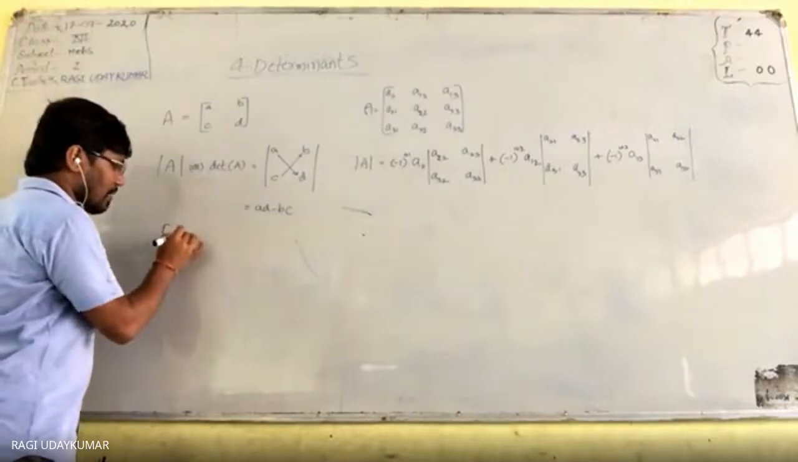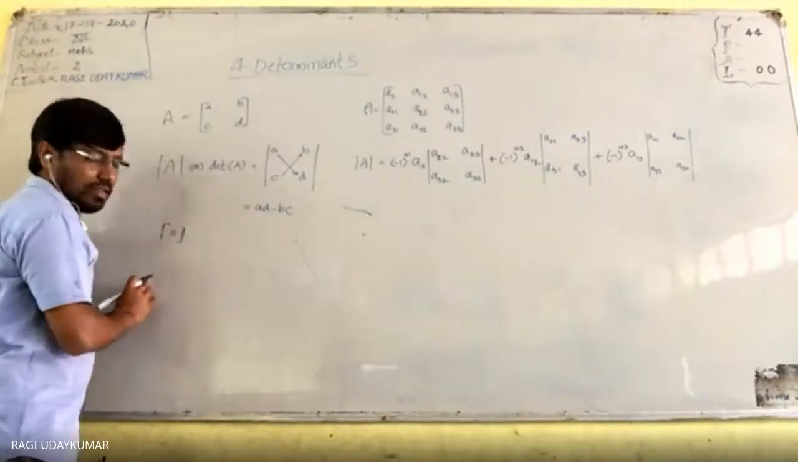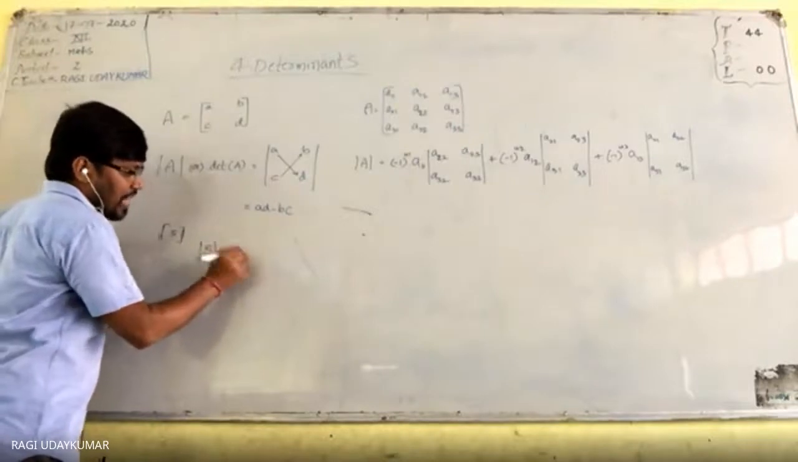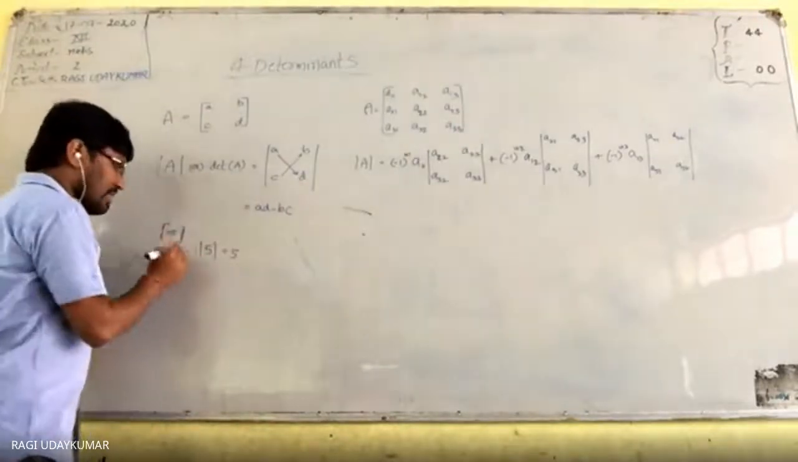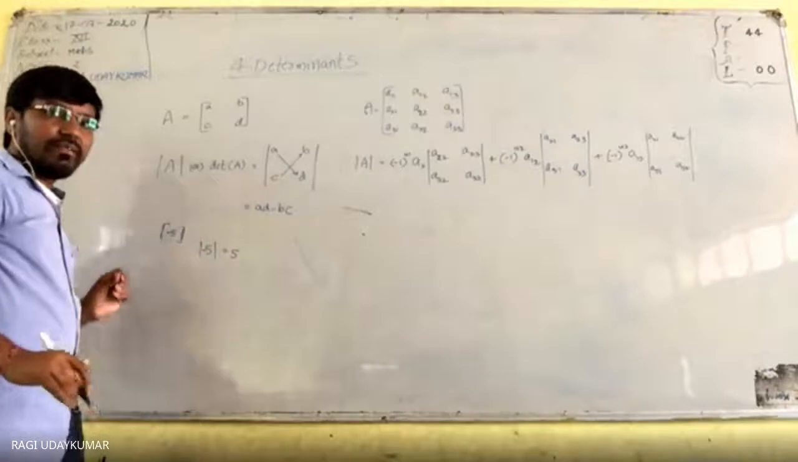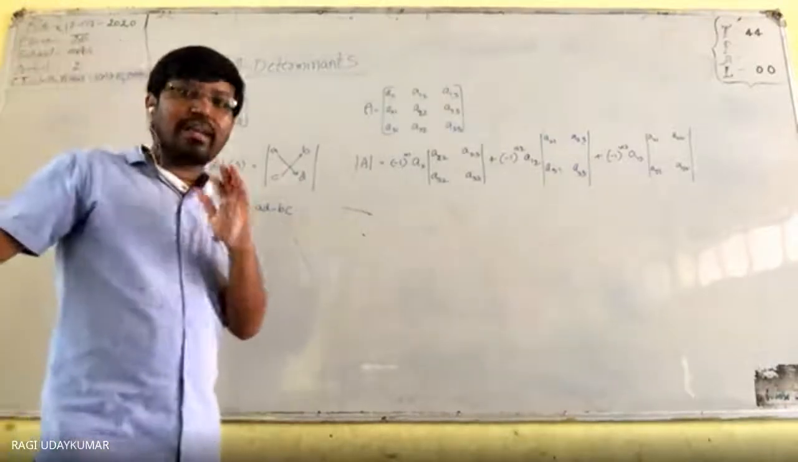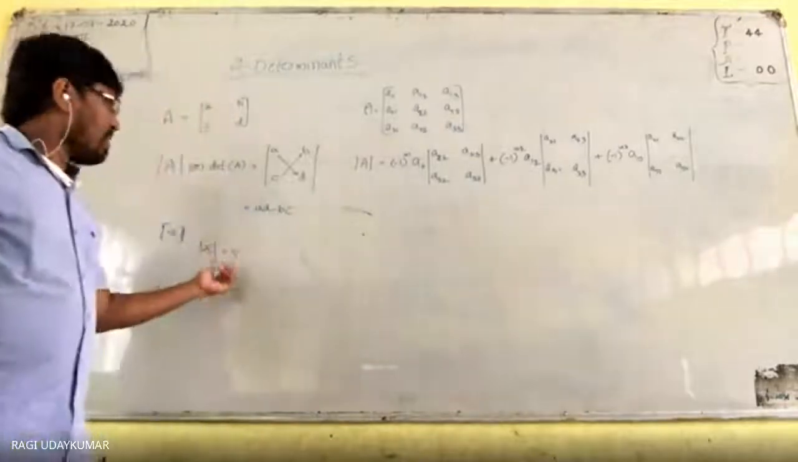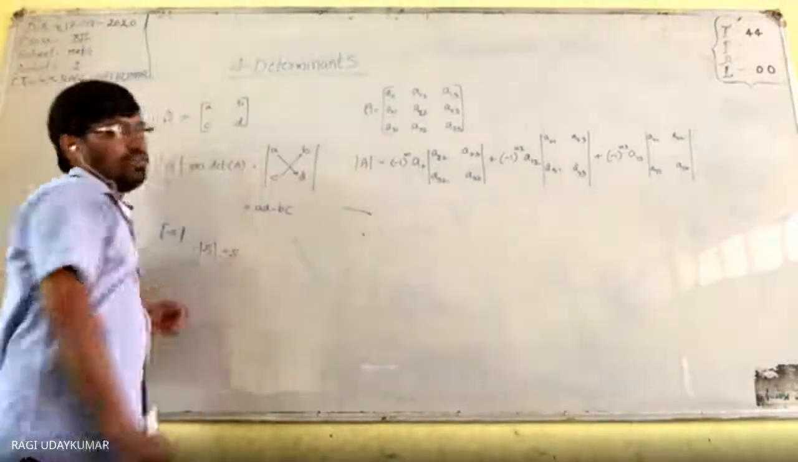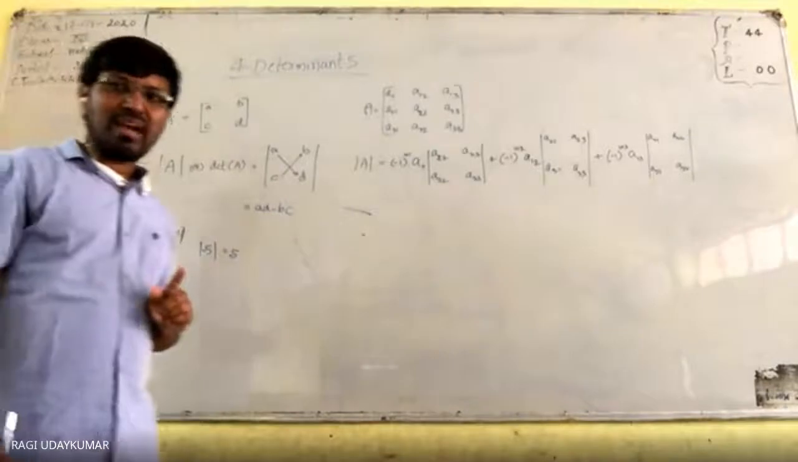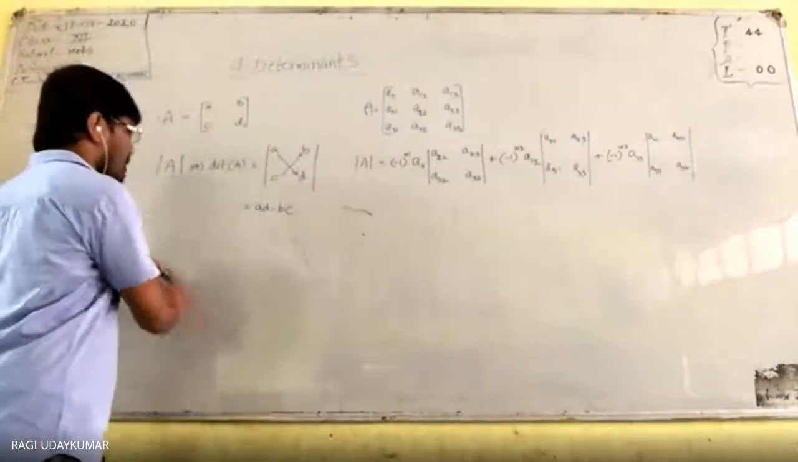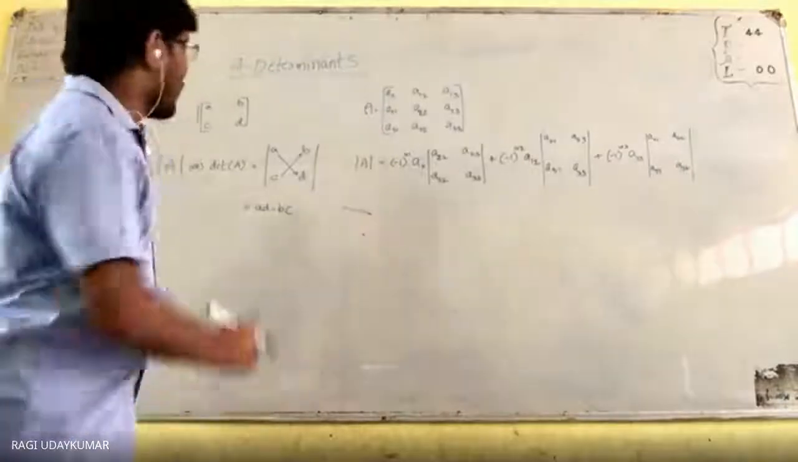The determinant of a single element matrix: if you take a 1 by 1 matrix where 5 is there, its determinant will be equal to that 5 itself. Suppose it contains minus 5. The determinant of the 1 by 1 matrix containing the element minus 5 will be equal to minus 5. Whatever number is there in a 1 by 1 matrix, that only you are going to get as the determinant.